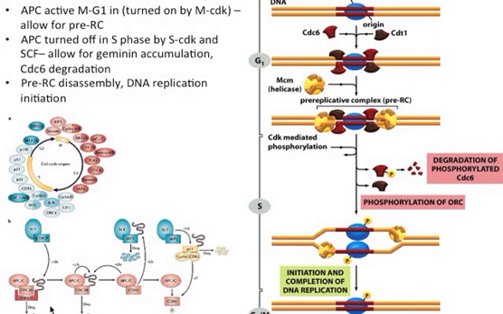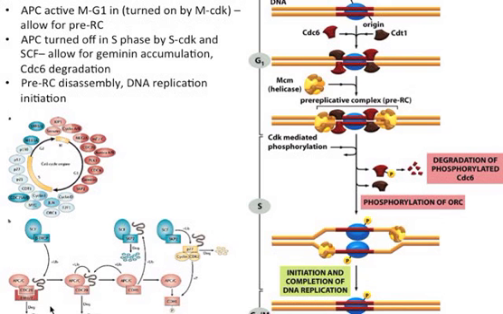So APC, remember, is a ubiquitin ligase that degrades a whole bunch of things. It is active in mitosis through G1 because it's turned on by MCDK, and since it's active, it is degrading geminin, and geminin is an inhibitor of CDT1. So that is allowing pre-RC formation, because CDC6 and CDT1 need to be available to assemble at the origin of recognition, and then that's loading on the helicase. So as long as APC is active, you're going to have degradation of geminin, which allows this to happen.